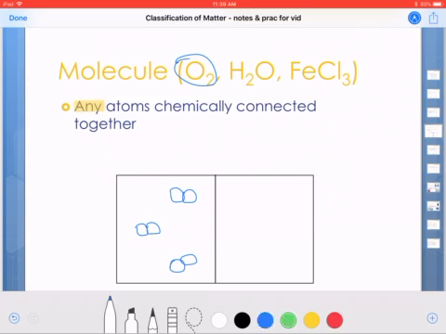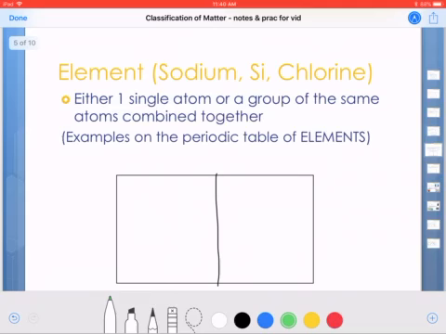Another example of a molecule would be if I have an X, and then I connect it with a square and another X. So again, that could be water. I could have a star and a circle connected. That would be another molecule. As long as there's that connection, it's going to be a molecule.